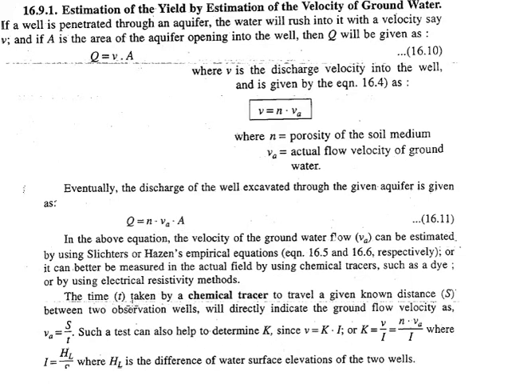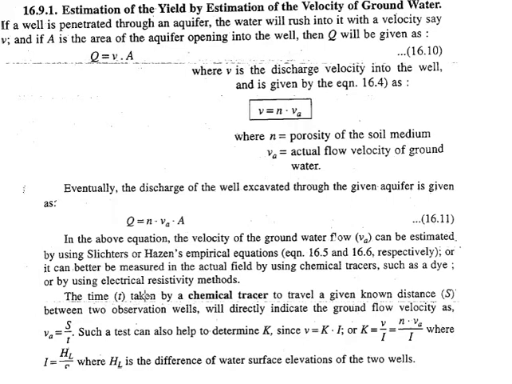Now, that is the equation that we have drawn via the Slichter or the Hazen empirical equation. If you look at the previous video, you can find the equation of Slichter and Hazen, and from there we have derived this equation.